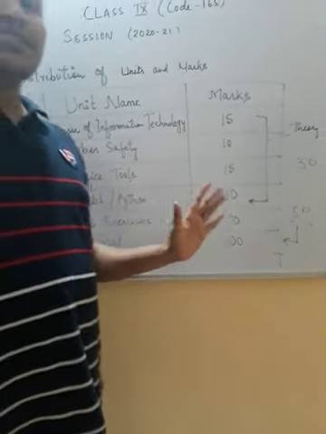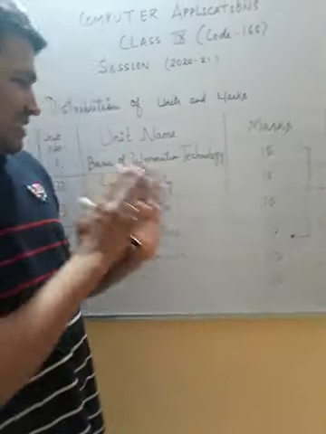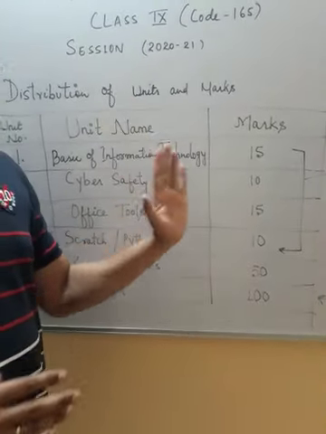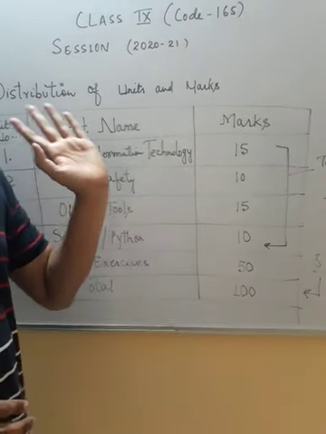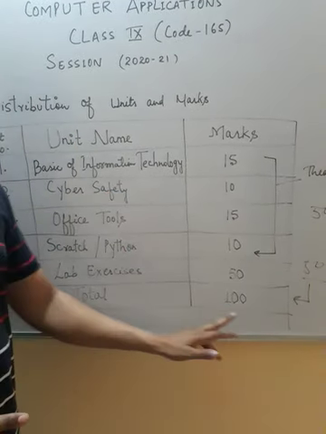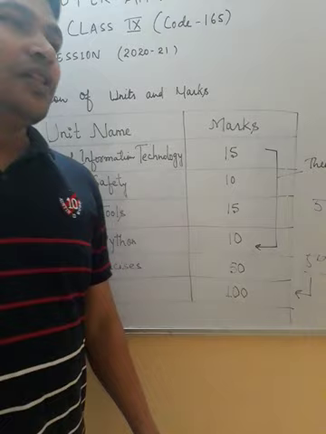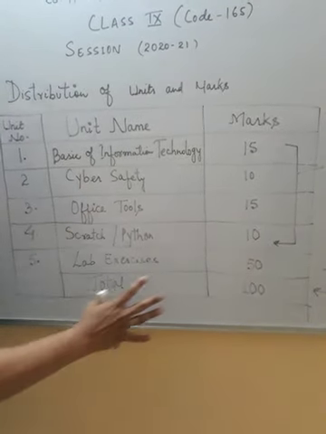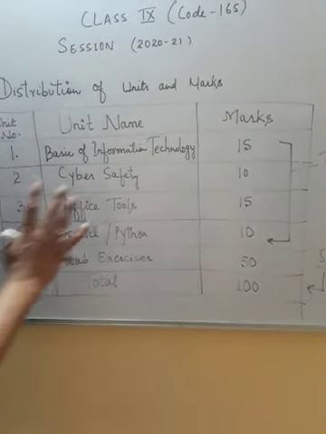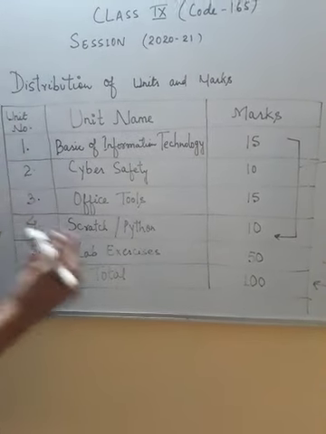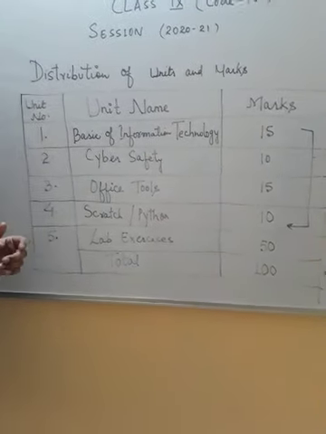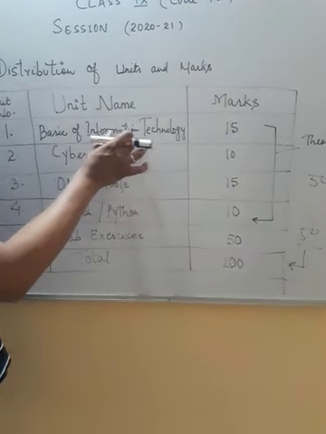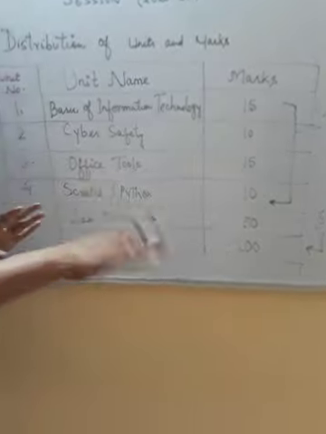So students, you must concentrate on studying towards equality. You divide it equally, 50 marks and 50 marks, so you can get 100 marks in your final examination. So students, I think the distribution of marks of the different units is clear now. Now I will discuss the basics of computer technology, the first unit of this chapter.